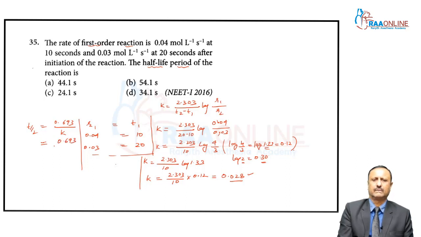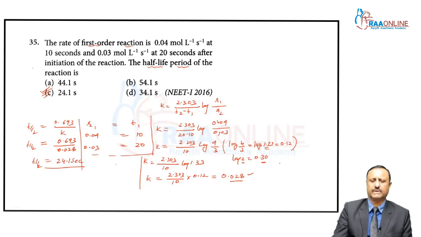So you can take 0.693 divided by 0.028. So my dear students, T half is equal to 24.1 seconds you can get. When you divide this, you get 24.1 seconds. So my dear students, question number 35, you go to the answer C. C is the correct answer.